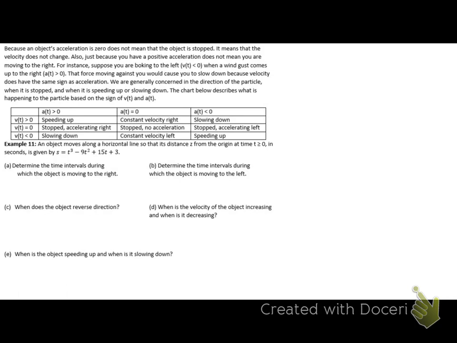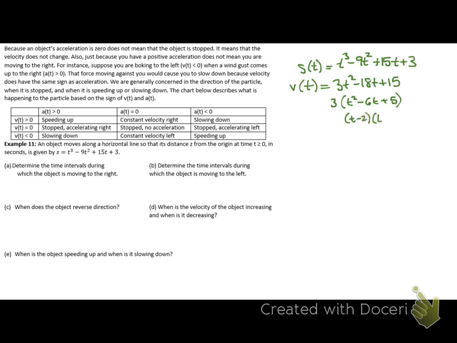So first, we know that s of t is t cubed minus 9t squared plus 15t plus 3. All right, so velocity is the derivative of that, which is 3t squared minus 18t plus 15. So I'm going to go ahead and solve that for the zeros. So I get t squared minus 6t plus 5. So that becomes t minus 2, t minus 3. Nope. That's wrong.